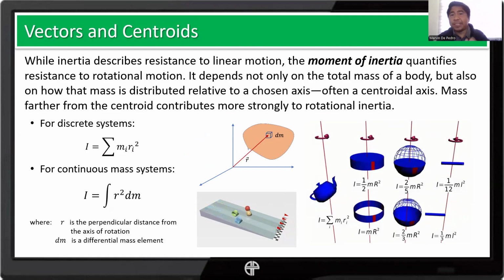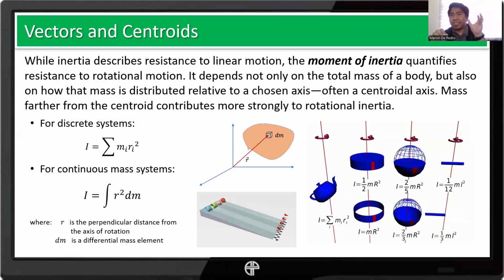Moment of inertia depends not only on the total mass of a body, but also on how that mass is distributed relative to a chosen axis, which is often a centroidal axis. Mass farther from the centroid contributes more strongly to rotational inertia. Again, mass farther from the centroid. So, for example, if there's a centroid and you have this much mass away from it, then they have more.